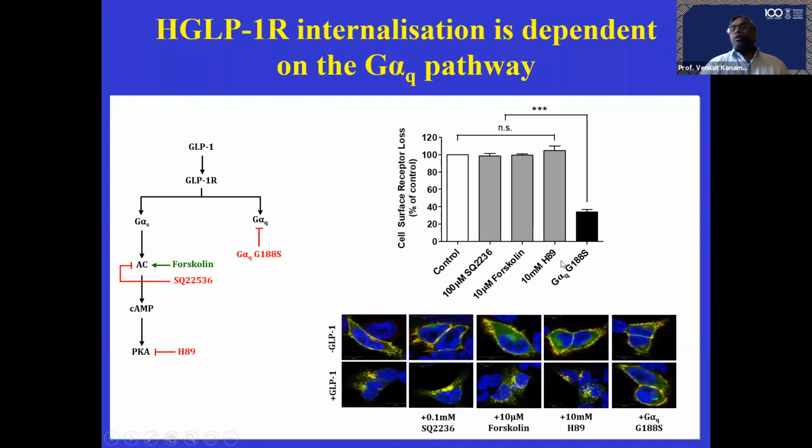As you can see, only when we inhibit the Gq pathway, we saw the inhibition of the internalization. Same thing here also. So this is the receptor at the cell surface. When you treat cells with GLP-1, you can see this dotty appearance inside the cell, which indicates internalization of the receptor. And that internalization fails when we treat cells or co-transfect with the Gq inhibitor, indicating that the Gq pathway is required.